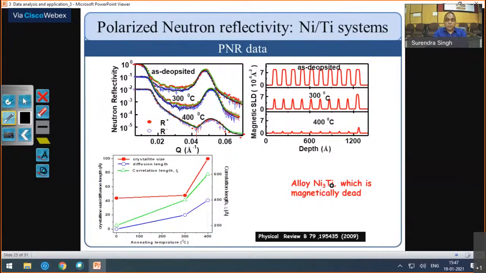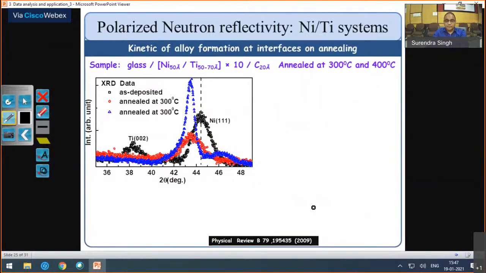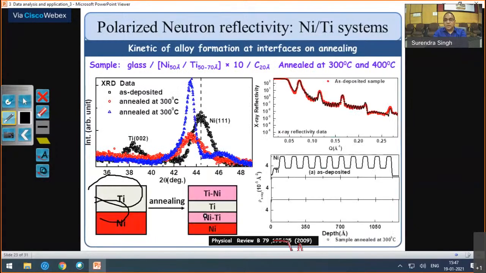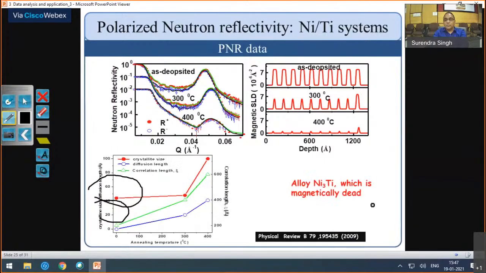Because we did the same thing which I explained earlier. From neutron we got this, from X-ray we got this, and M and N using these two equations, and we found the alloy phase formed is nickel titanium.